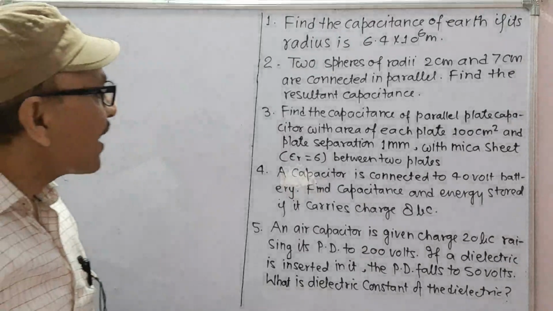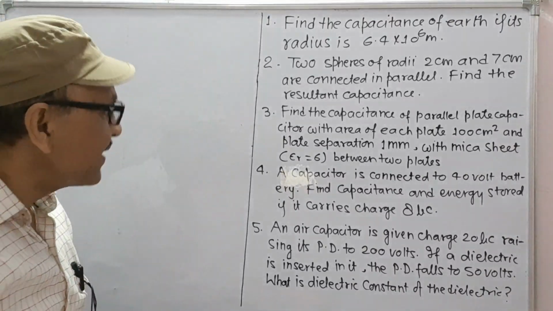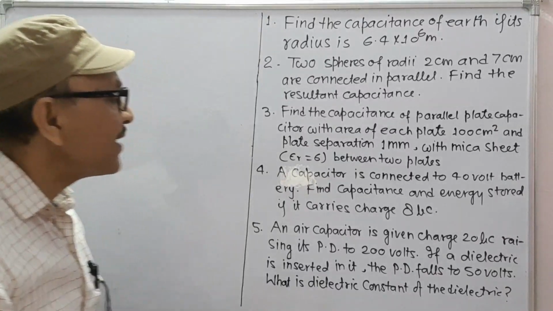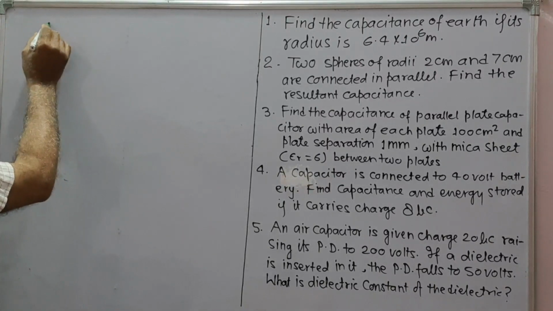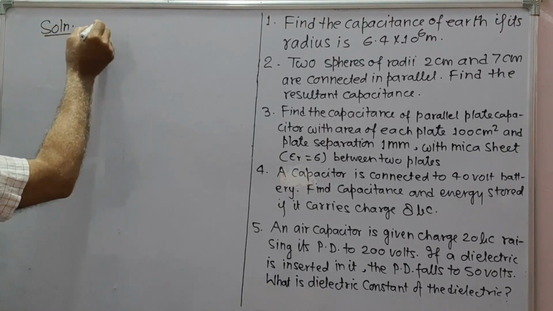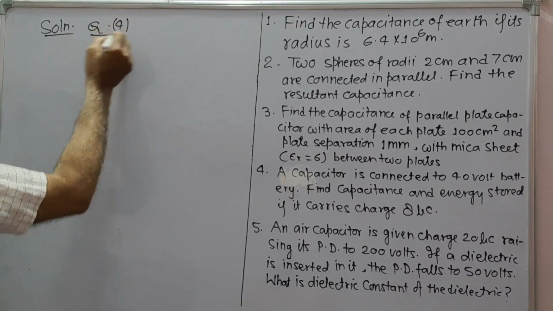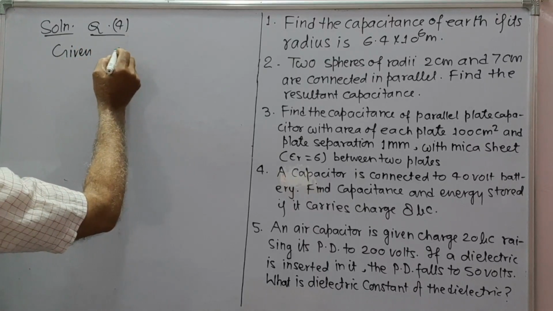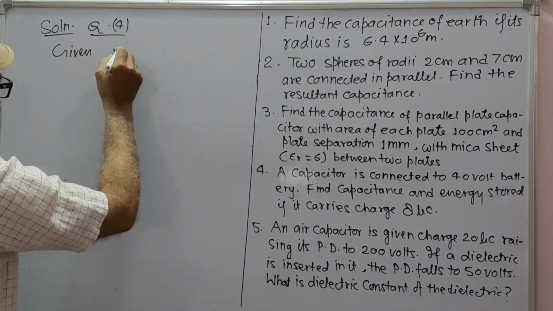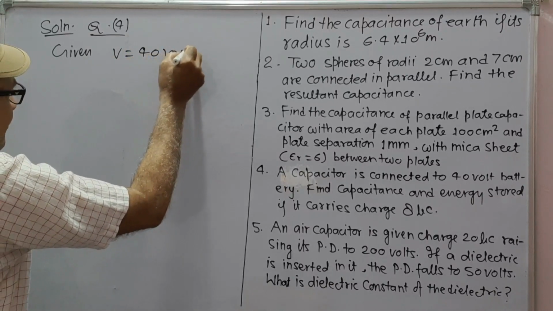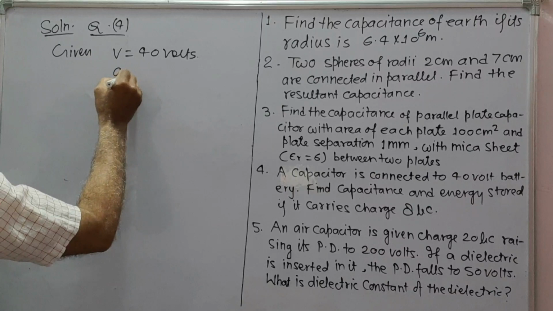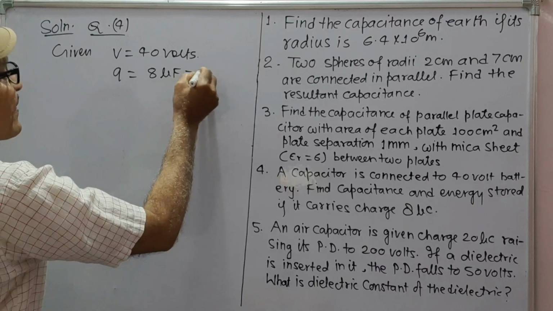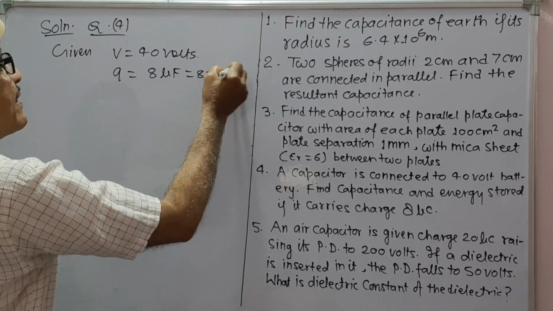Question number 4 is, a capacitor is connected to a 40 volt battery. Find the capacitance and energy stored if it carries 8 microcoulomb charge. So, solution to question 4, given V is equal to 40 volts, charge Q is equal to 8 microcoulomb, means 8 into 10 to the minus 6 coulomb.